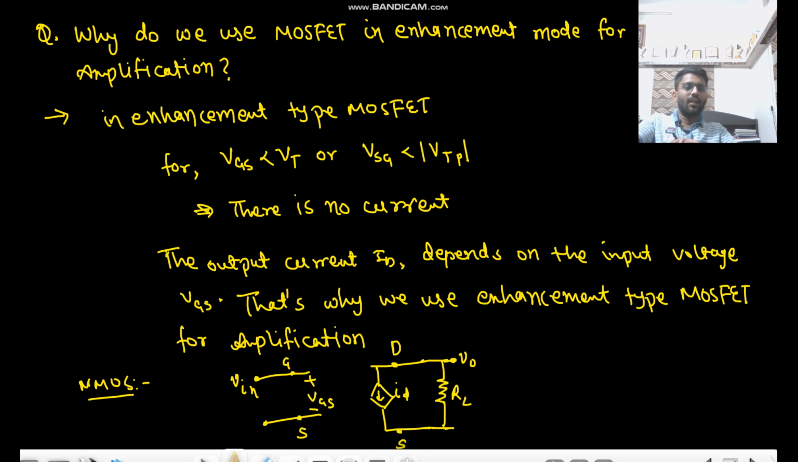We will later see that we use enhancement type MOSFET only in the saturation region for amplification, not in the active region. Why only in saturation? That also we will see. First we have seen we don't use depletion type, we use enhancement type. Then we will see we use it in the saturation region. Now we will talk about channel length modulation and body effect. After that your MOS physics will be completed.